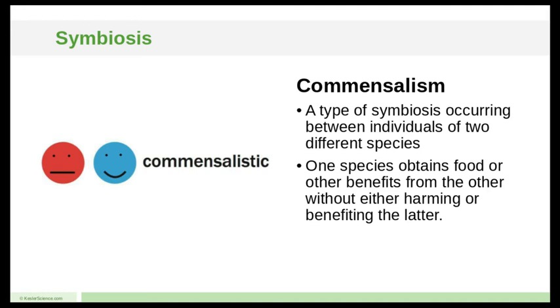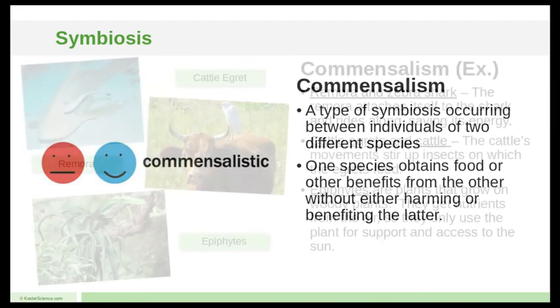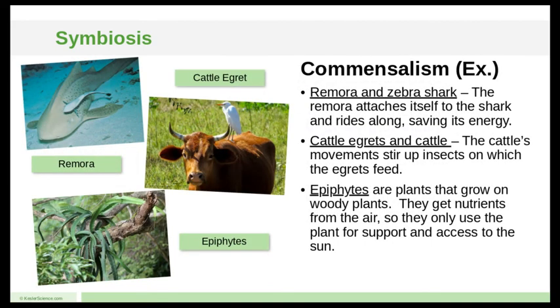It's kind of like some of those fish that live on the sharks, and so those are two different species. The shark isn't hurt, it doesn't really gain. It's just kind of like, man, whatever. So one way to think about that. Some other examples, there you are, the remora and the zebra shark. The remora attaches itself to the shark and rides along, saving energy. I think it also eats some stuff off the shark too.